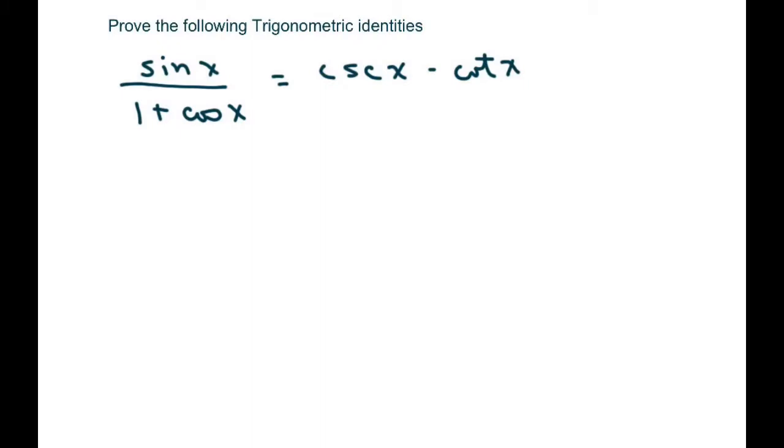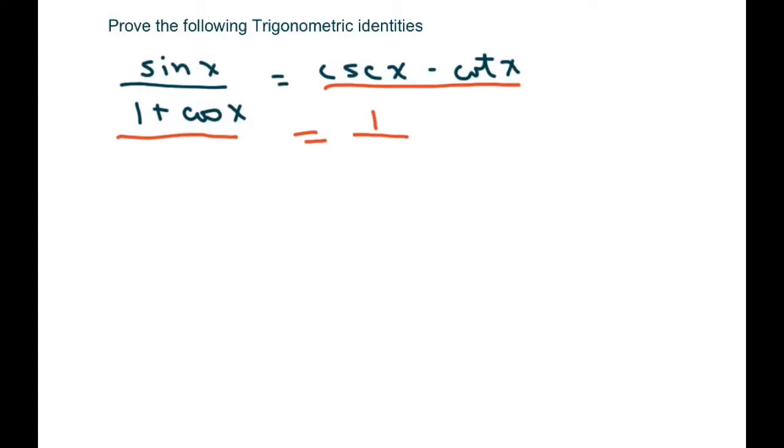Hi everyone, we're going to prove two trigonometric identities. In this case, it looks like our left side is more simplified. I'm not really familiar so much with these two sides, so in this case, I'm going to go ahead and work on the right side of the equation.